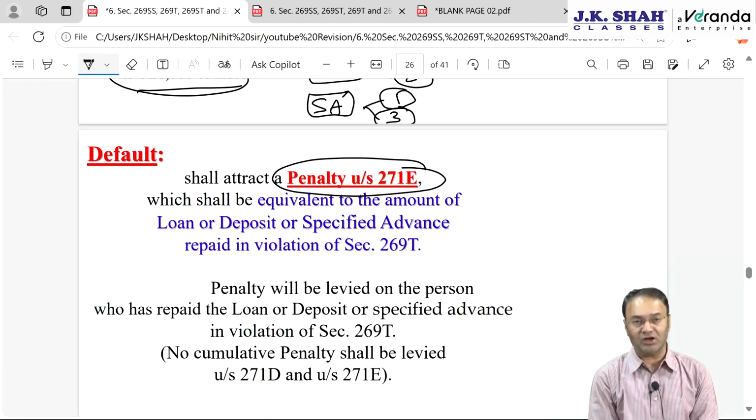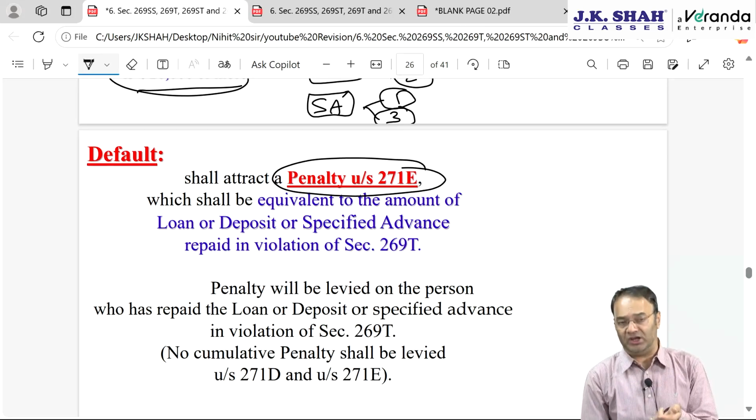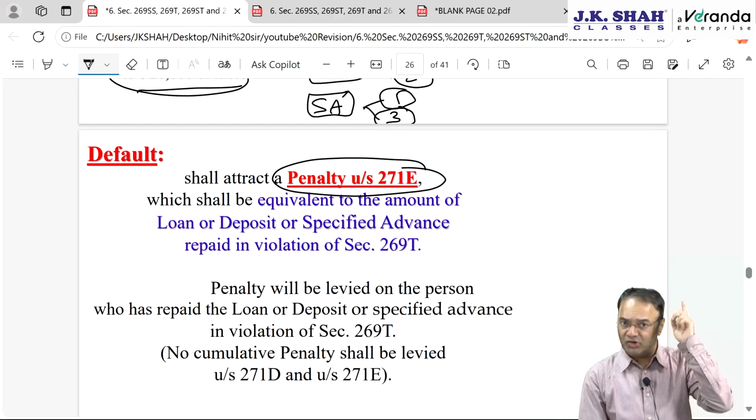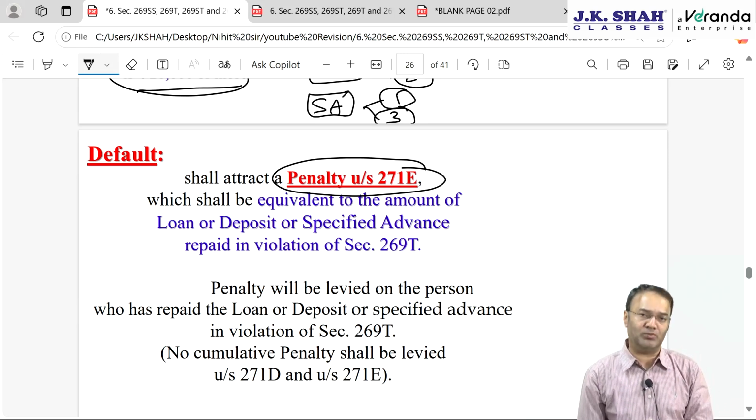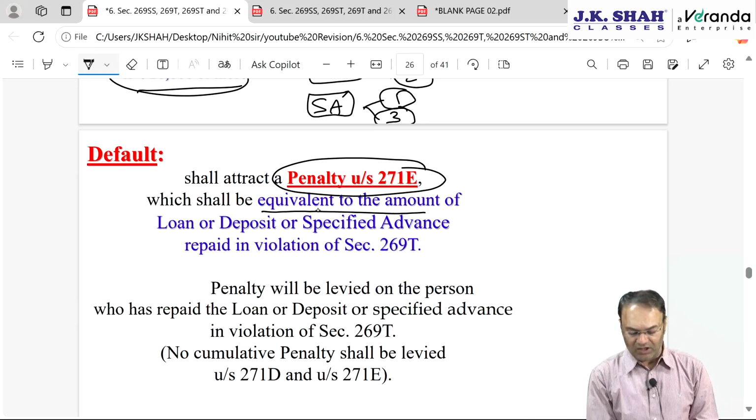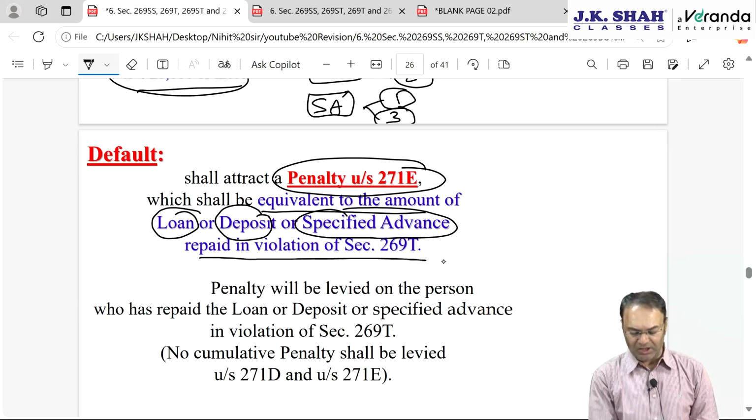Otherwise, what will happen? Penalty will be levied under section 271E. The penalty will be on the person who is repaying. If I took 25,000 from you and so penalty was on me under 271D, now if I am repaying back to you, the penalty under this section will also be on me. Penalty will be equivalent to the principal amount of loan, deposit or specified advance repaid in violation of 269T.